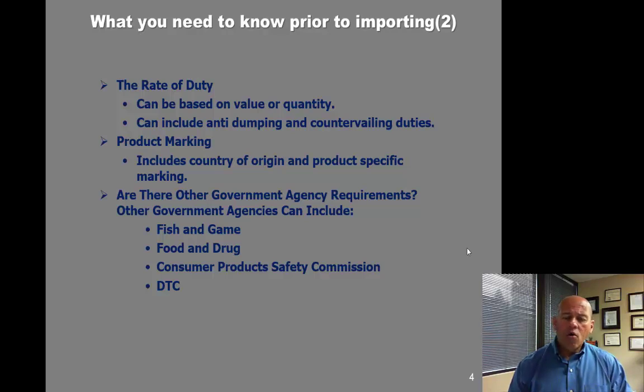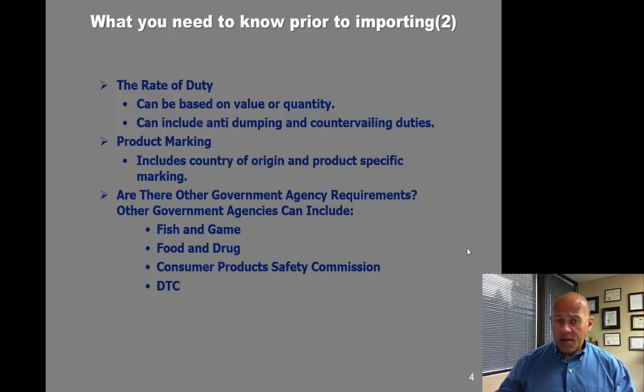Now, there are a whole host of government agencies. U.S. Customs enforces the laws and regulations of a host of other different government agencies. Among those other agencies, you might have Fish and Game, Food and Drug, Consumer Product Safety Commission, Department of Trade Controls. So you may have a whole host of different regulations, and it's important to check with a licensed customs worker to find out what other regulations apply to your product.